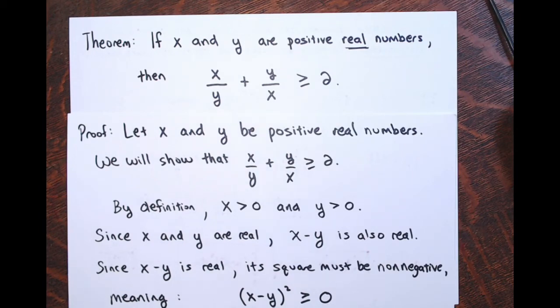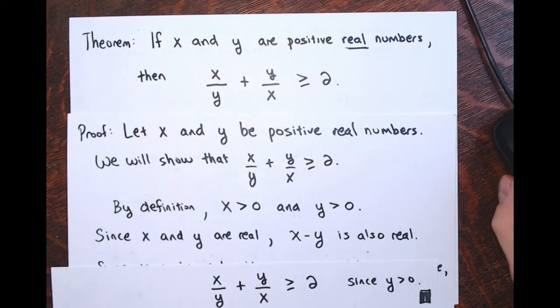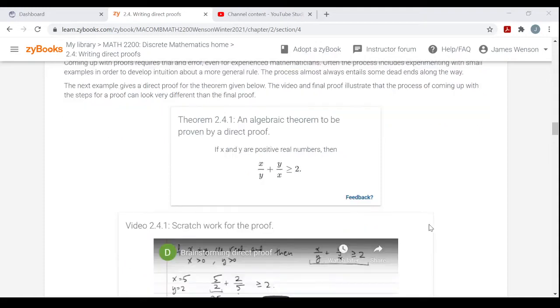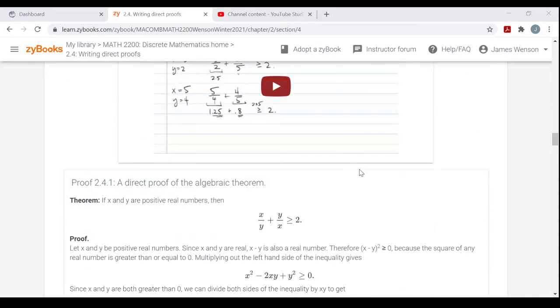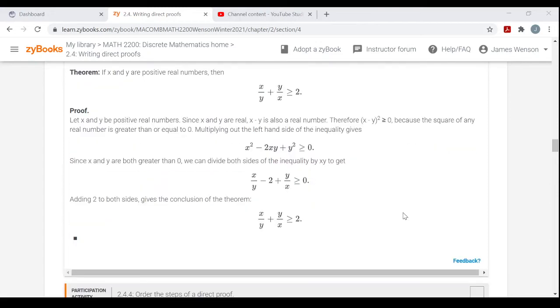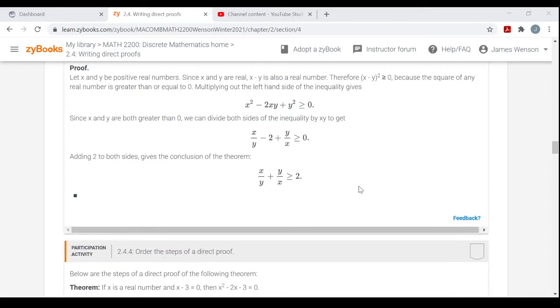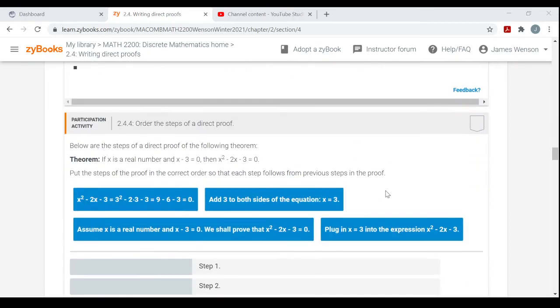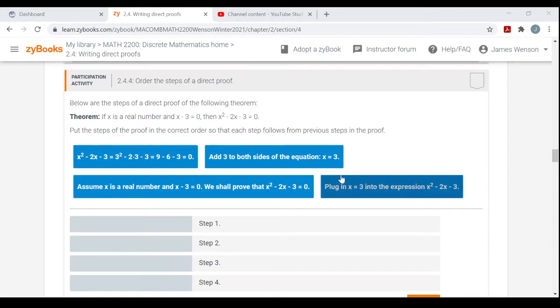Right? So hopefully that all made sense, this scratch work stuff. And then again, they give you an example here. Watch the video. It's probably pretty similar to what I just showed you. And here's the proof right there. All right, they did it a little differently than I did, but hey, same result. All right, now I'll leave this one to you, putting in the steps of this proof.